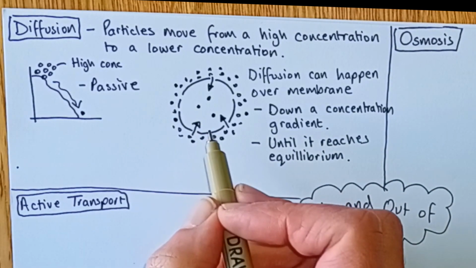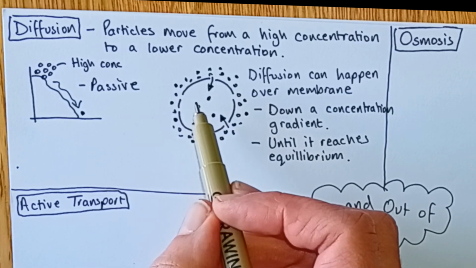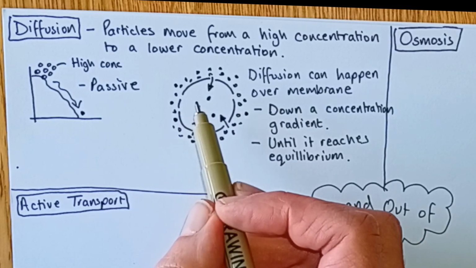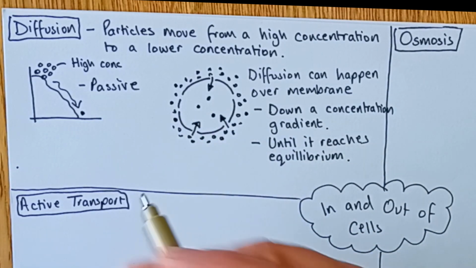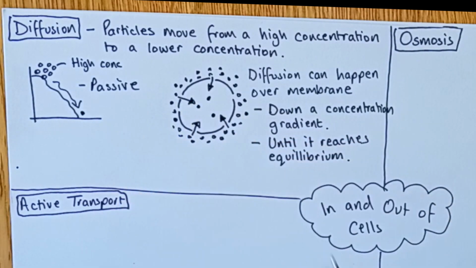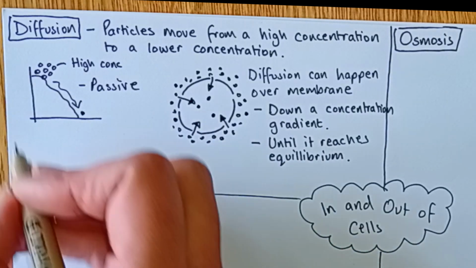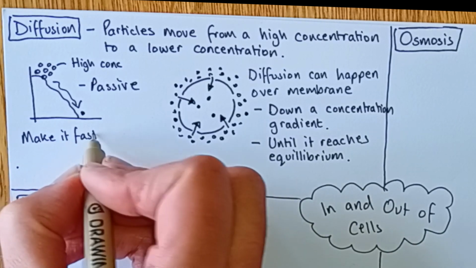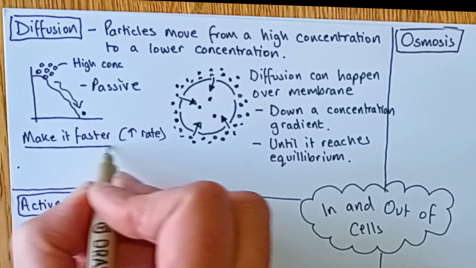So this is good. This is great for living things because this will just happen anyway. The cell doesn't need to do anything at all. And often it needs those substances. So obviously oxygen is needed for aerobic respiration. It wants oxygen to move in via diffusion. So that's great. But sometimes we need that to be really fast. We want to speed up the rate. So we can make it faster, otherwise known as increasing the rate, in the following ways.